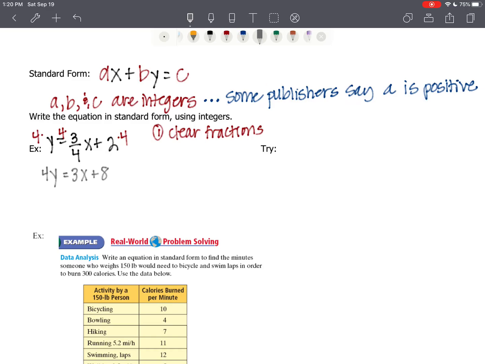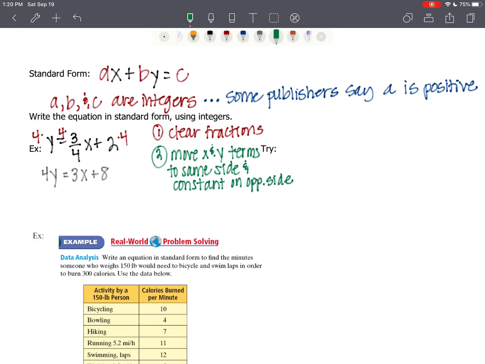Now we're going to move x and y onto the same side of the equation. So we'll move the x and y terms to the same side and the constant on the opposite. So I'll subtract 3x from both sides. And now I have negative 3x plus 4y equals 8.